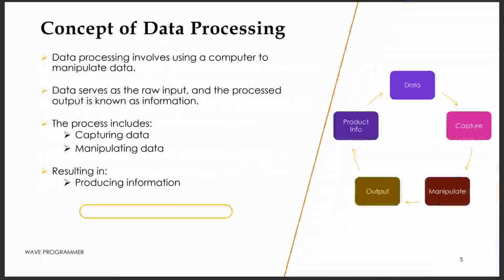Now let's discuss the concept of data processing. Data processing involves using a computer to manipulate data. Data serves as a raw input, and the processed output is known as information. This process includes capturing data, manipulating it, and producing information as the result.